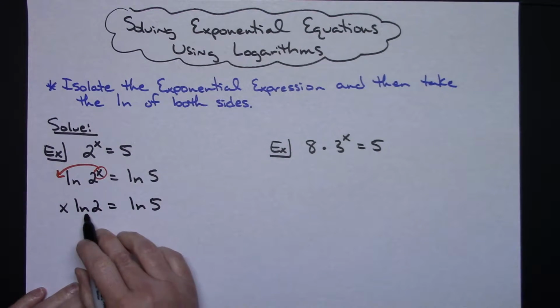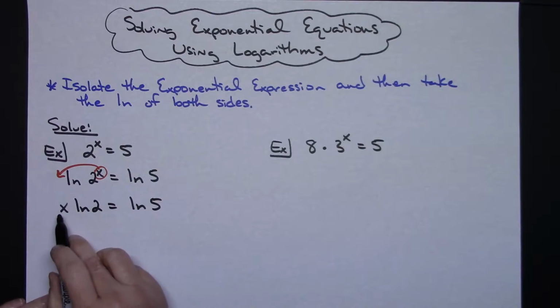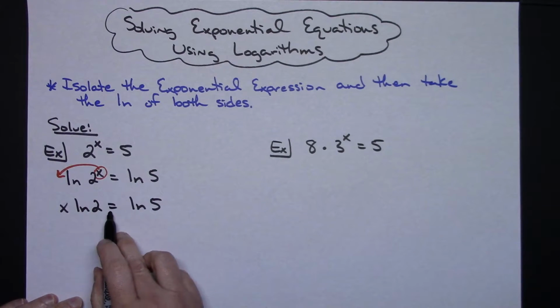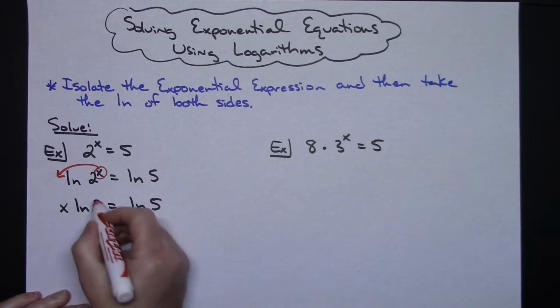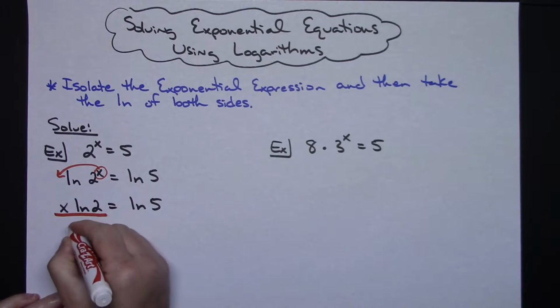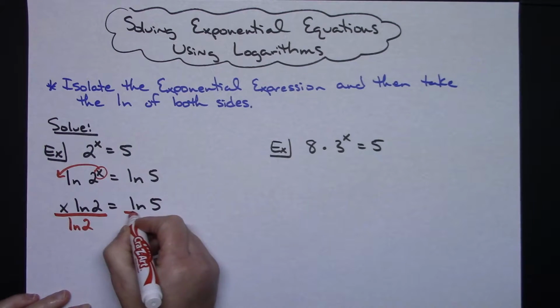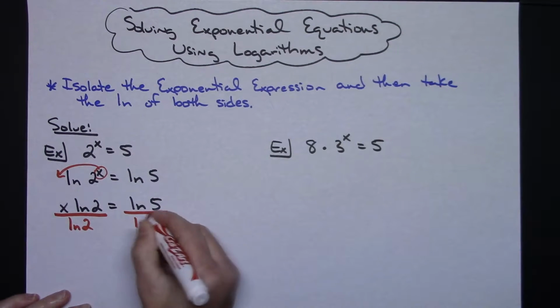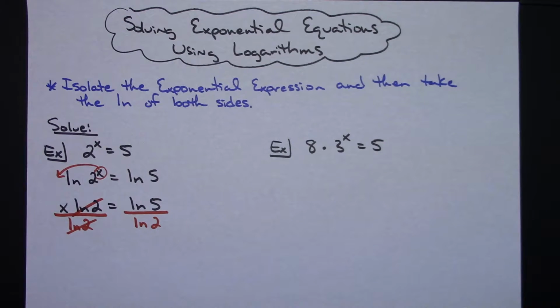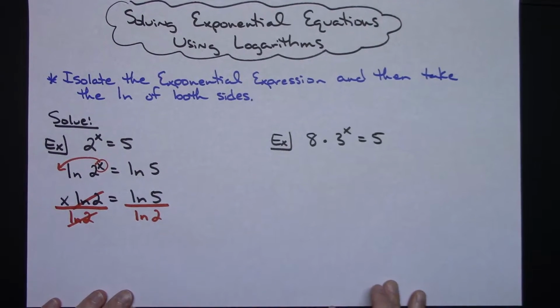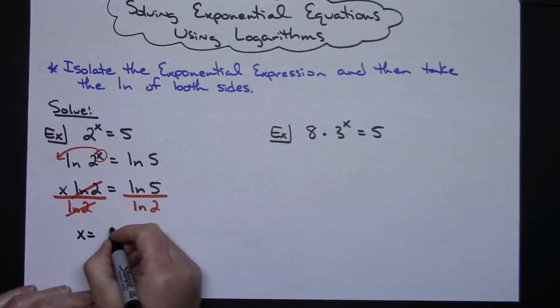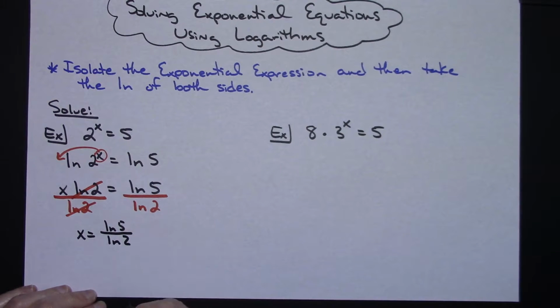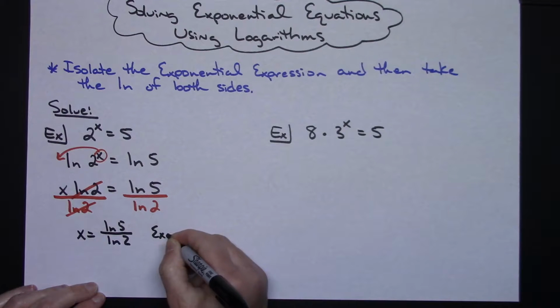At that point, these are just like ordinary numbers. I'm doing x times a quantity equals another quantity, and I want to solve for x. So that means I'm going to divide both sides of the equation by that quantity. So divide by the natural log of 2 and divide by the natural log of 2. The natural log of 2's cross out. Now, we are going to get an exact answer if we leave it like this. So x equals natural log of 5 over natural log of 2. That right there would be an exact solution.